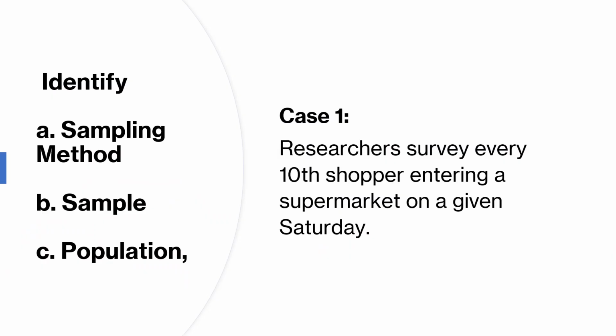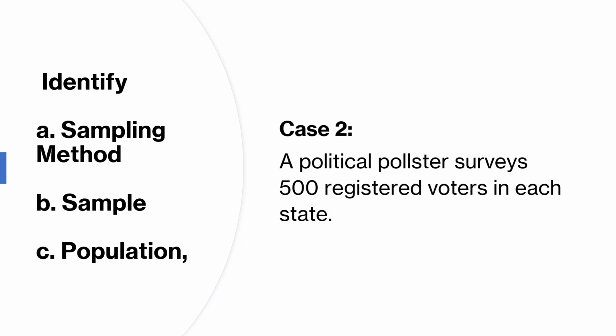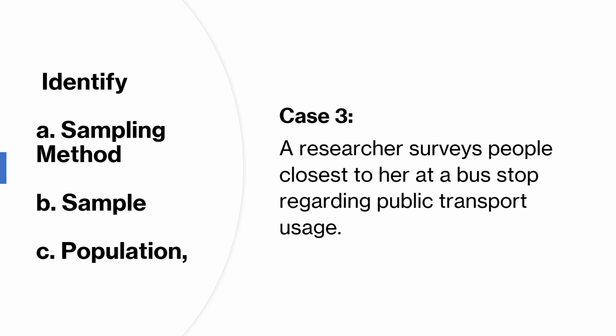Case study 1. Researchers survey every 10th shopper entering a supermarket on a given Saturday. What is the sampling method, the sample, and the population? Case 2. A political pollster surveys 500 registered voters in each state. Case 3. A researcher surveys people closest to her at a bus stop regarding what they think about public transport usage.